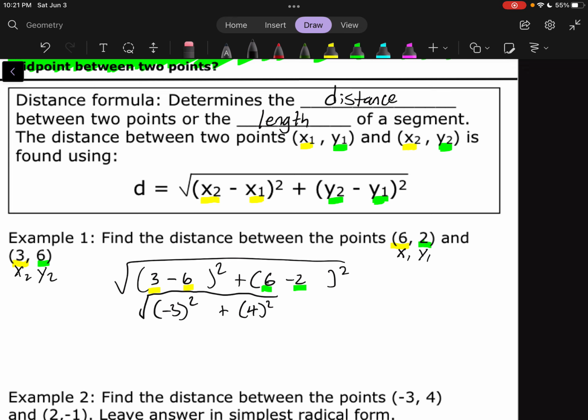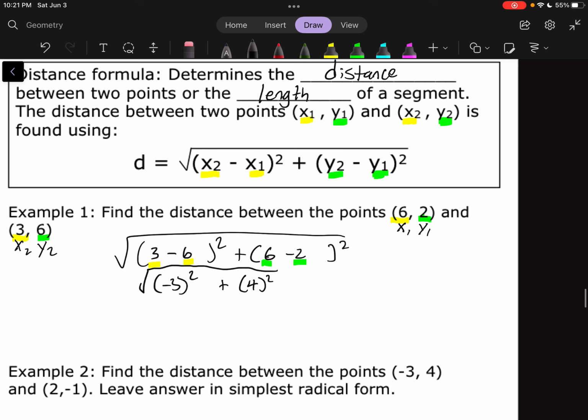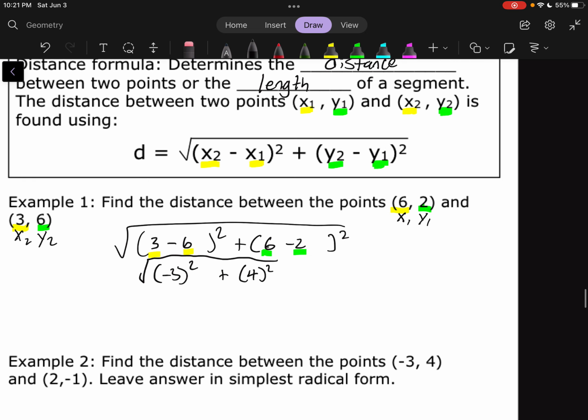Now that's still all underneath a square root sign. Negative 3 squared, negative 3 times negative 3 is positive 9, because a negative times a negative. 4 squared, 4 times 4 is 16, still underneath the square root sign. 9 plus 16 is 25. And the square root of 25, what times itself is equal to 25? That is going to be 5. Now, it could be negative 5, but negative distance does not work out for us. So we're going to take positive 5 as being the distance between those 2 points.